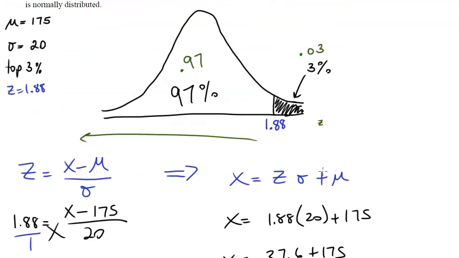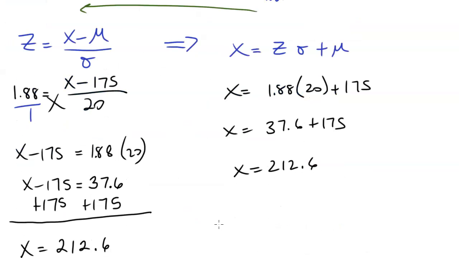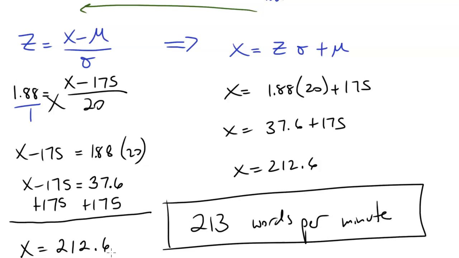Okay, so I can't use 212.6 though, right? Because it's how many words per minute you're reading. So you're going to round this up. So 213 words per minute. That's your cutoff. That's what you need to read in order to be in the top 3% and get your special award.